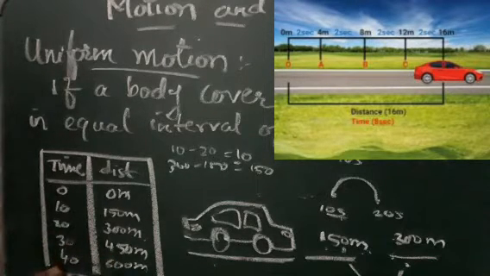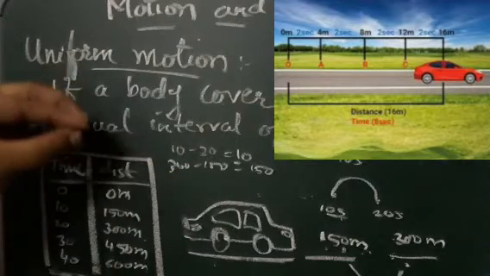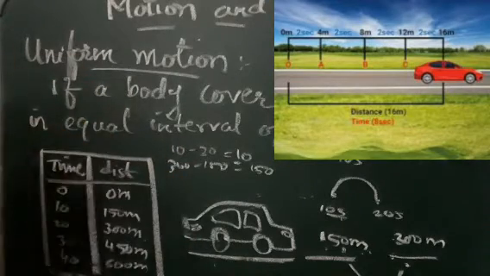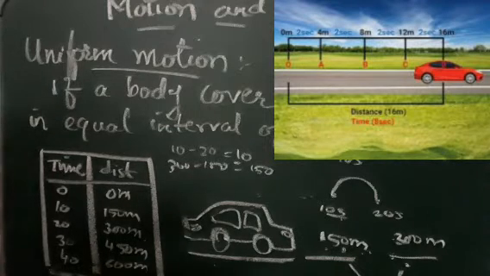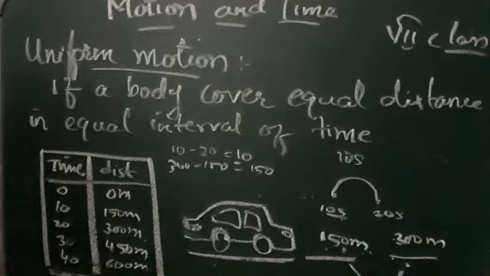Again here also, at 40 seconds, you can see that in the next 10 seconds it has traveled again 150 meters. That means it has taken equal time to travel from one point to another at equal distance. So it is clear now what is uniform motion. It is nothing but a body covering equal distance in equal intervals of time.